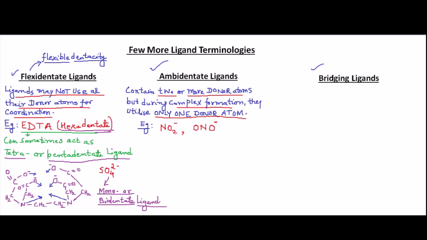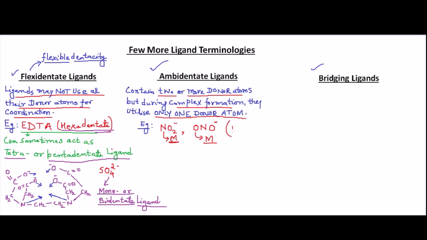What is the difference between these 2 ways? In the first way, NO2 minus, you can see nitrogen is attached to the metal atom. While in ONO, the oxygen is attached to the metal atom. So oxygen and nitrogen both can act as donor atoms, but when the complex is formed, either oxygen or nitrogen, only one donor atom is coordinated with the central metal atom.